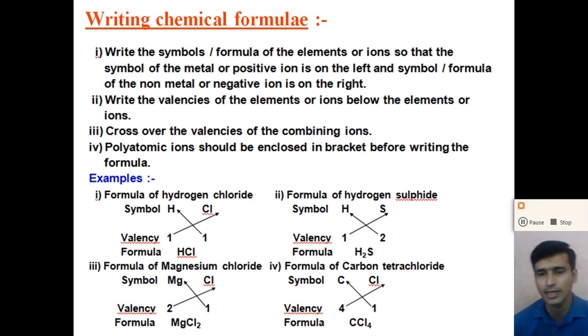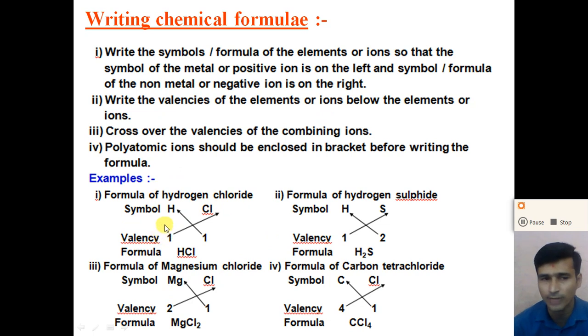So let us see some examples of how we can write the chemical formula of different compounds. For example, the formula of hydrogen chloride. Here two elements are present in the compound hydrogen chloride: hydrogen and chloride, that means Cl. The symbol of hydrogen is a positive ion, a cation, and the symbol of chloride is a negative ion. So write the symbol of hydrogen on the left side and the symbol of chloride, Cl, on the right side. Now the second step is to write the valency of each ion.